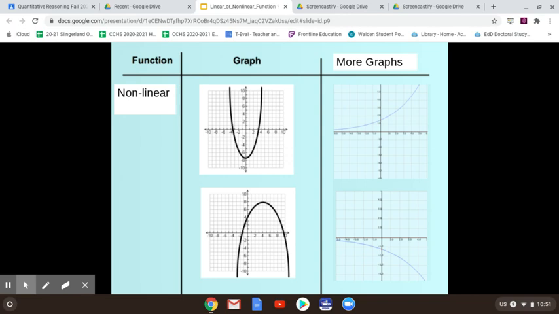Looking at graphs, none of these graphs make a straight line. They're all curvy. That makes the functions nonlinear.